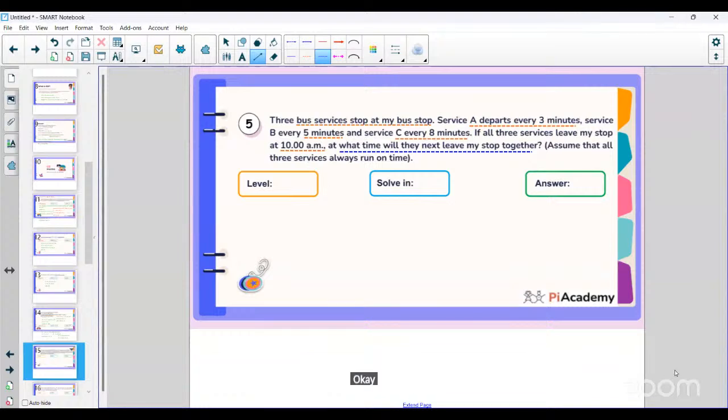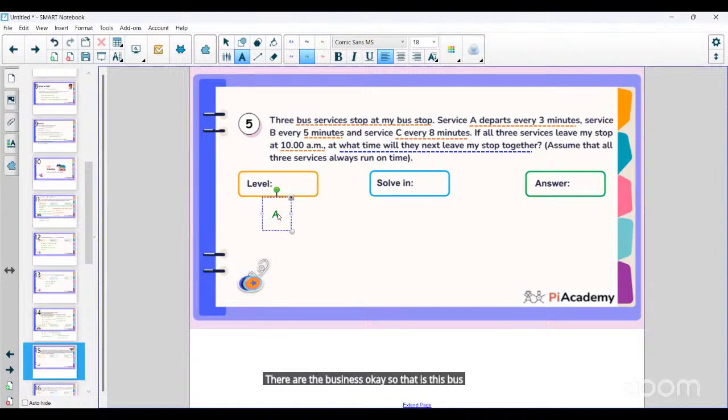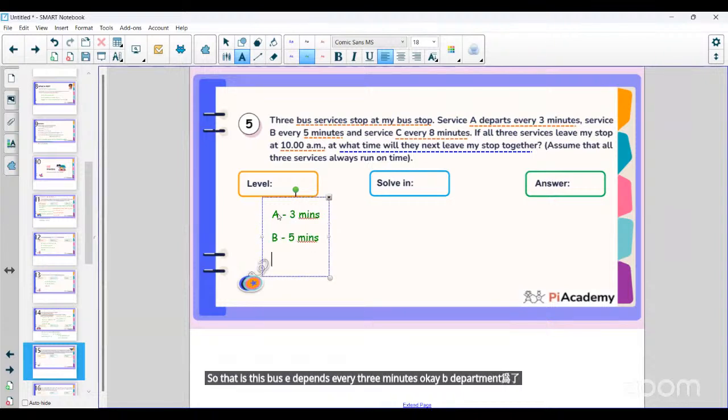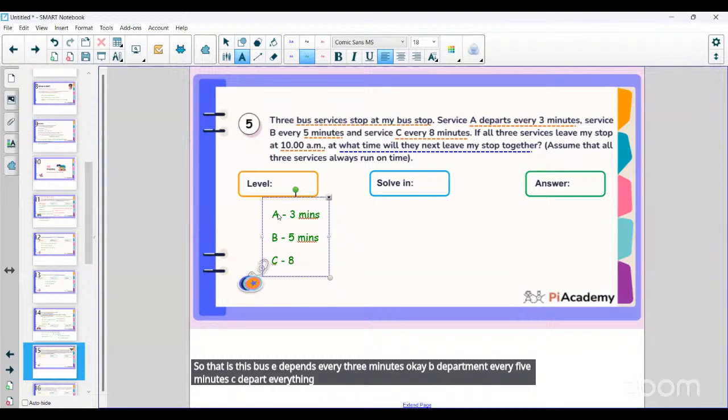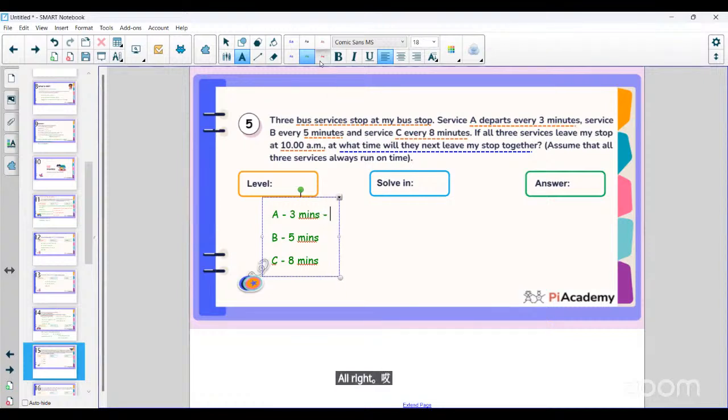Okay. Now, look at this problem. What have they given us? There are three buses. So there is this bus A. It departs every 3 minutes. B departs every 5 minutes. C departs every 8 minutes. All right. And what is given? All three services leave my stop at 10 a.m. So all the buses are leaving at 10 a.m.